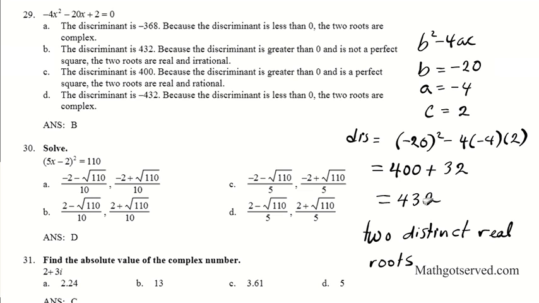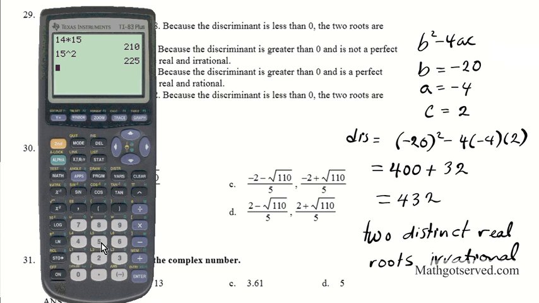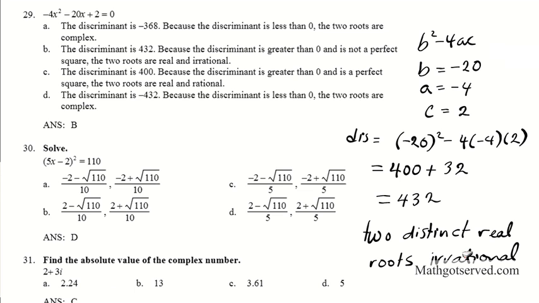And then since 432 is not a perfect square, they're going to be irrational. Okay, how did I know that is not a perfect square? Because when you take the square root of 432, you do not get an integer. So the square root of 432 is a non-integer, so it's not a perfect square, so it's going to be irrational. All right, so the correct answer is going to be option B. The discriminant is 432, which is greater than 0 and not a perfect square, so we have two distinct real roots that are irrational.